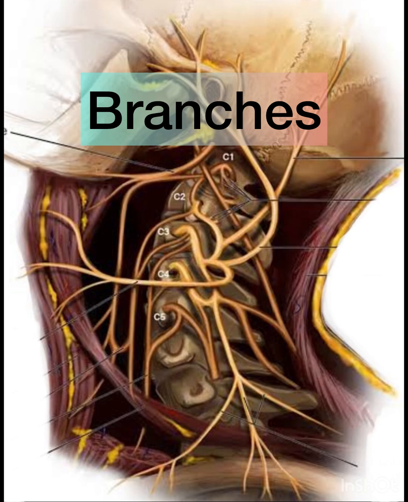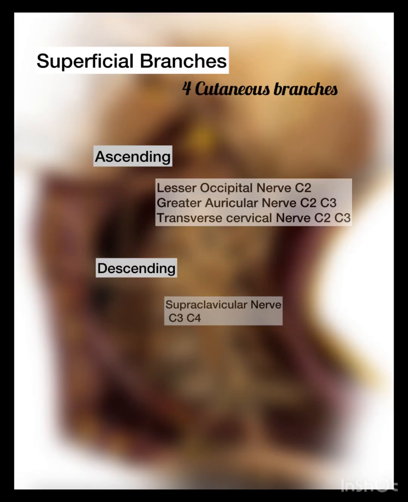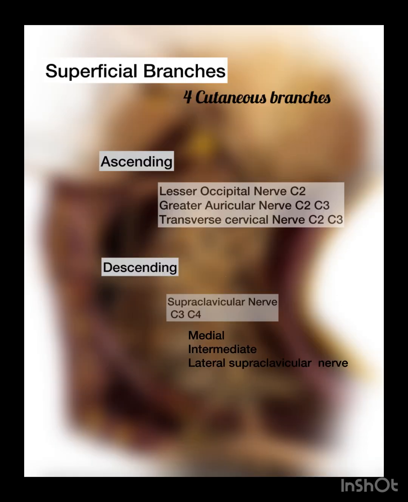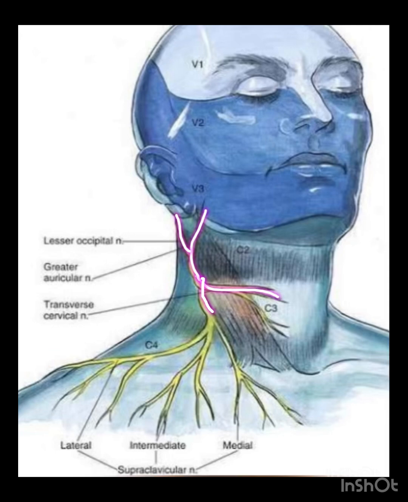Now the plexus gives superficial and deep branches. Superficial branches are four cutaneous branches, of which three are ascending nerves: lesser occipital, greater auricular, and the transverse cervical nerve, and one descending branch, the supraclavicular nerve, which is divided into medial, intermediate, and lateral branches.